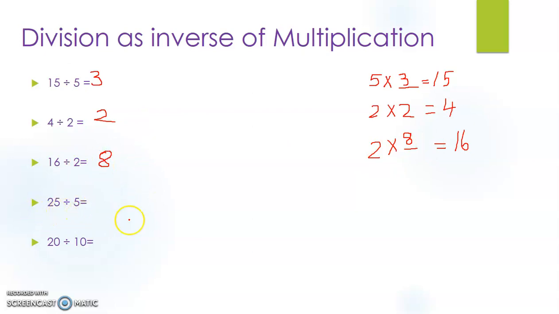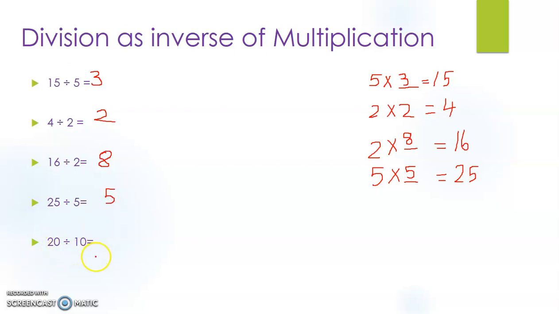Now 25 divided by 5. To do 25 divided by 5, find a number which when multiplied by 5 will give you 25. 5 1s are 5, 5 2s are 10, 5 3s are 15, 5 4s are 20, 5 5s are 25. So 25 divided by 5 is 5.